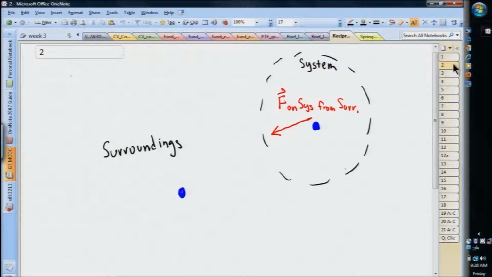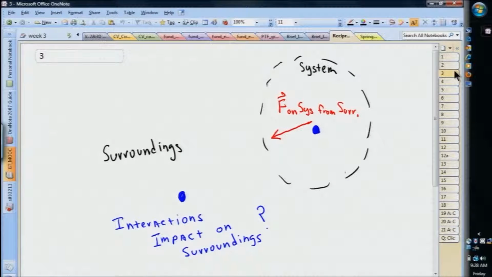In our discussions of interactions between the system and the surroundings, we have emphasized the surroundings' effect on the system by means of the force on the system due to something in the surroundings. The word interaction, though, implies that, in fact, the system can also have an impact on the surroundings. That's what we're going to discuss in today's lecture.